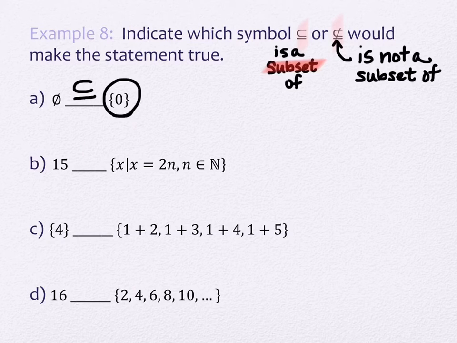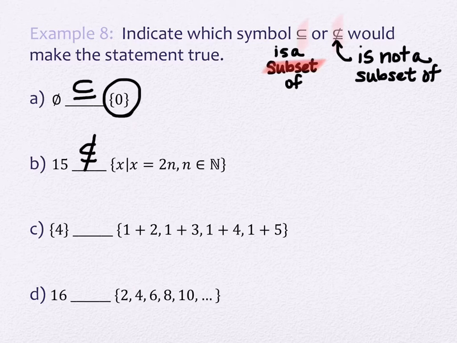Okay? How about the second one? It's not. Why not? Because contained is an element, not a set. This one fails because the thing on the left, that is the number 15, is an element. If it's an element, it's not a set. And if it's not a set, it's certainly not a subset.